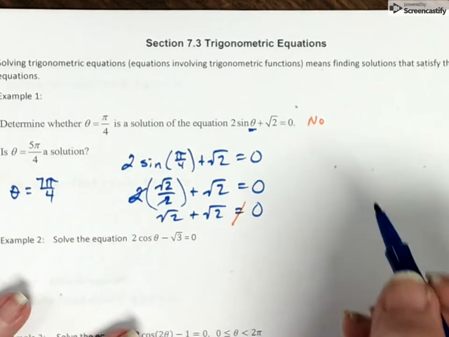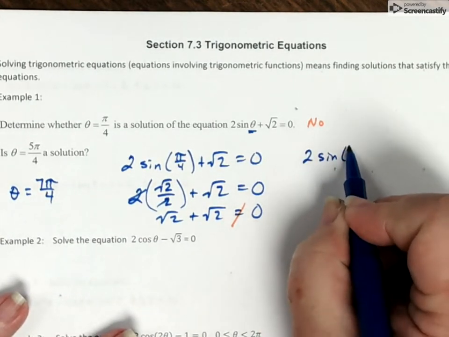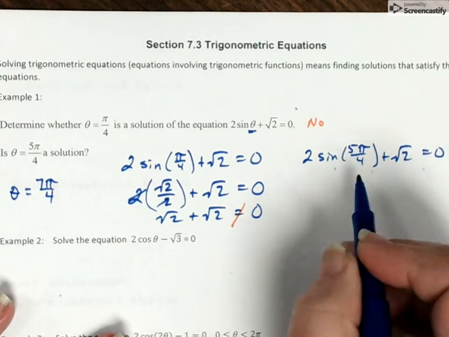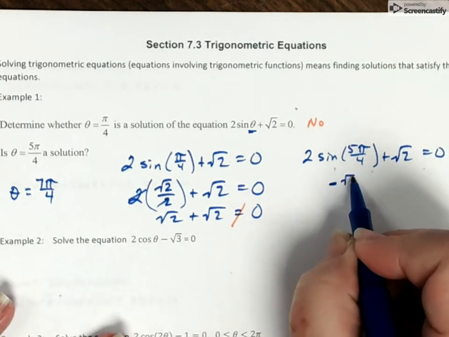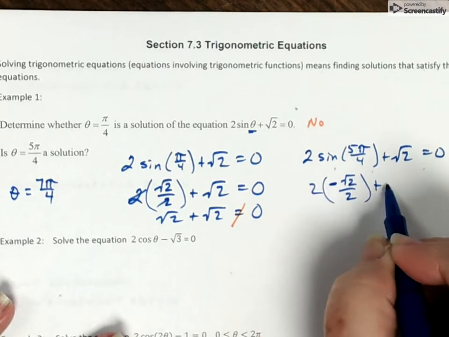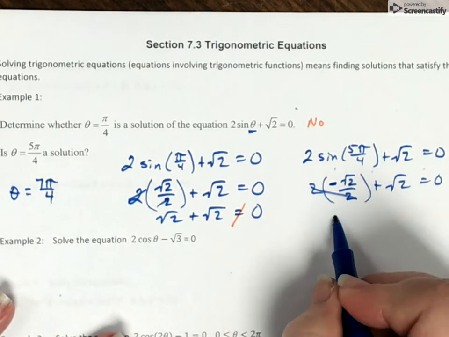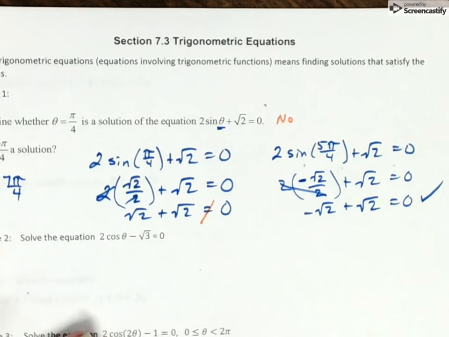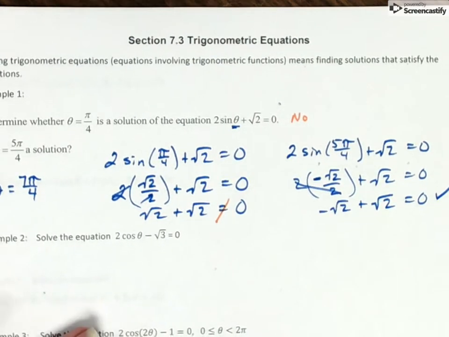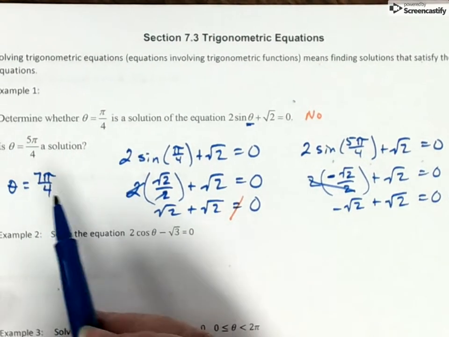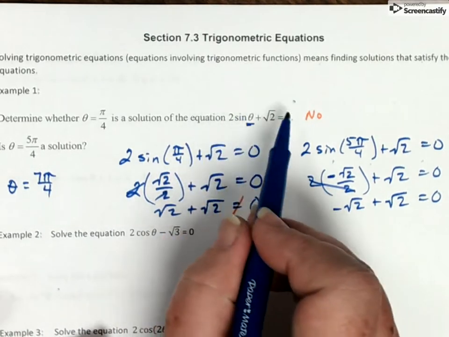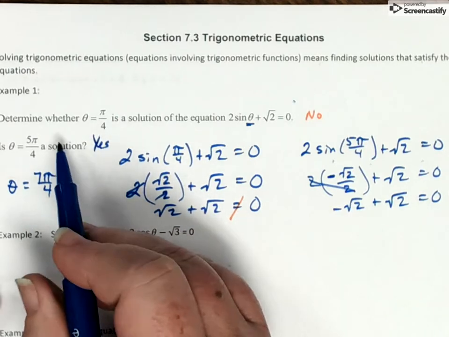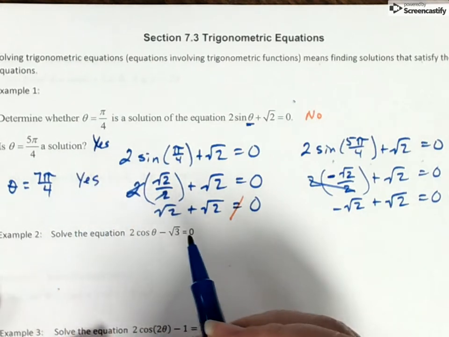And let's just prove one of them. Let's do 2 sine of 5 pi over 4 plus root 2. Sine of 5 pi over 4 is negative root 2 over 2 times 2. This cancels. Negative root 2 plus root 2 is 0, and that does work. But are those the only solutions in the world that would make this equation true? And the answer is there are others. These are not the only 2. They do both make it true.